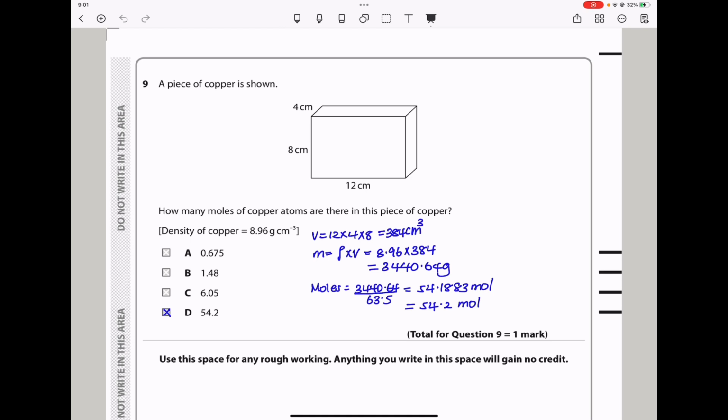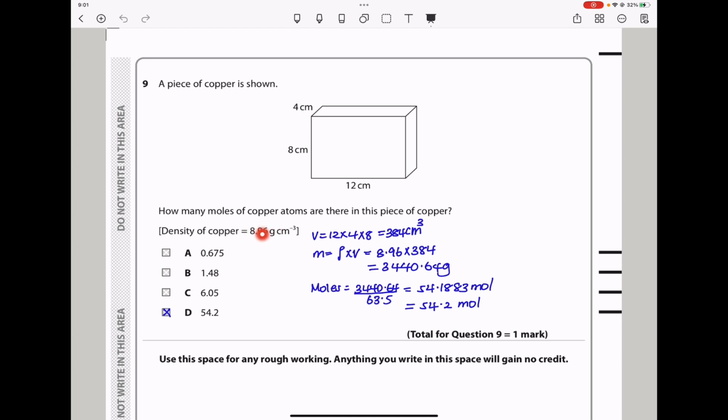Moving on. Question 9. A piece of copper is shown. So this is the copper. How many molecules of copper atoms are there in a piece of copper? So they've given us the density of copper, which is 8.96 grams per centimeter cubed. My first step here was to find the volume. So this is a cuboid. It's easy to find this volume. It's going to be that times that times that, which gave me 384 centimeters cubed.